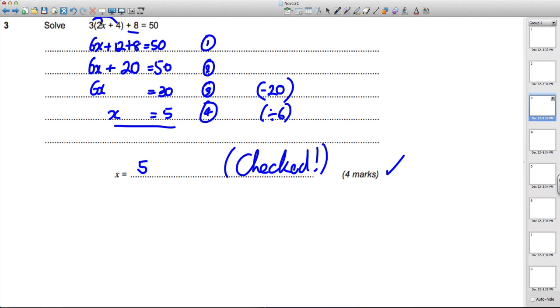Let's double check it works. 2 times 5 is 10. 10 plus 4 is 14. 3 times 14 is 42, and 42 plus 8 gives me the 50. I've checked it, I know I'm right. I don't have to check this in the exam again.